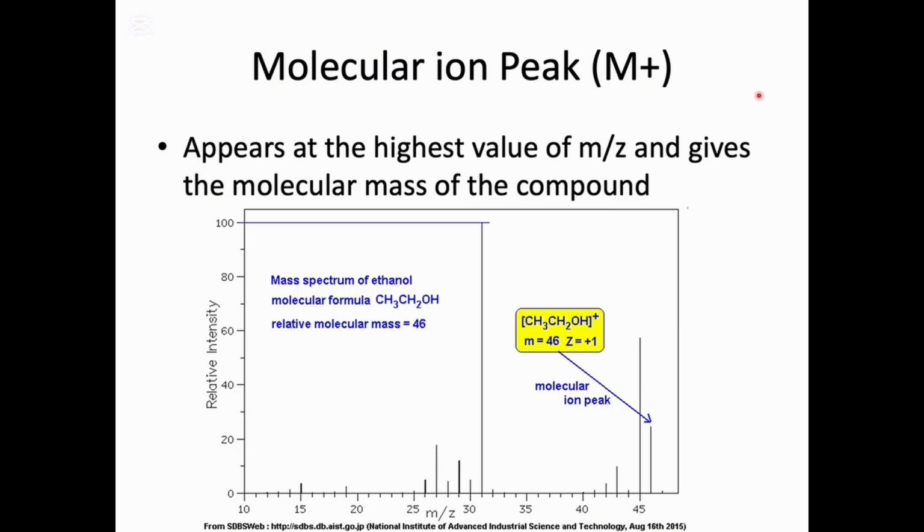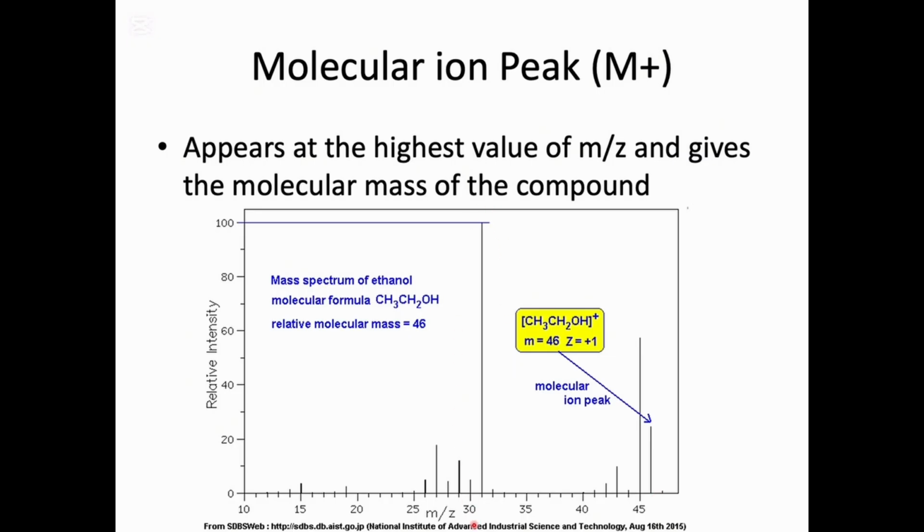The first term is your molecular ion peak, or your M+. This appears at the highest value of your mass to charge and gives the molecular mass of the compound. You're looking at your m/z. This stands for your mass to charge ratio, or since your ions are +1, it stands for the mass. And this is your highest m/z, and this is going to tell you that your unknown sample has a molecular mass of 46.